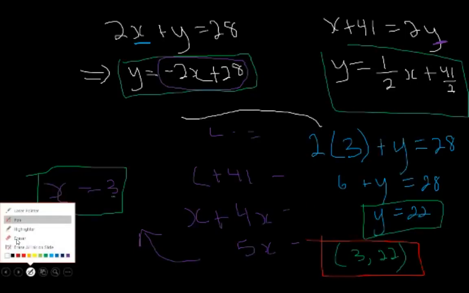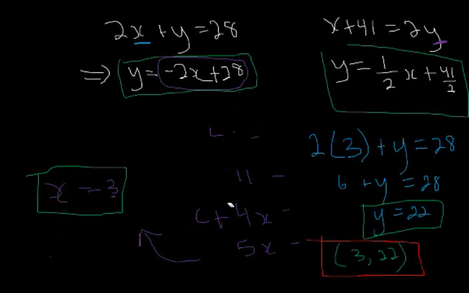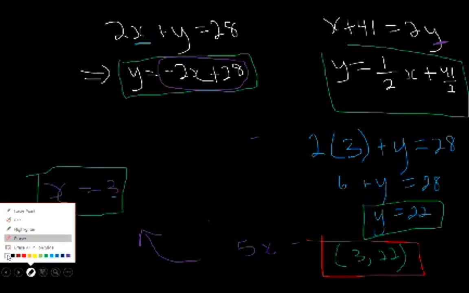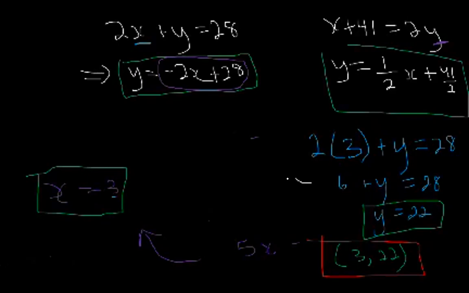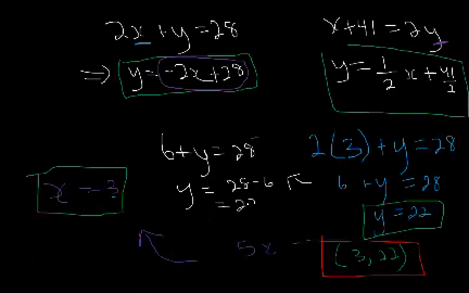Actually, no, let me erase. All right. So 2 times 3 is 6. So I just write in this line again. 6 plus y is equal to 28. What I have to do? I have to subtract 6 on both sides because I want y by itself. So this becomes y is equal to 28 minus 6. 28 minus 6 is 22. Get it now?